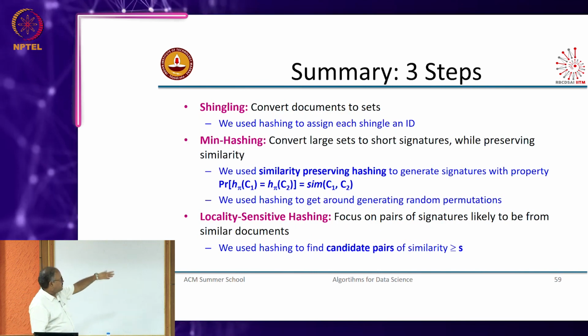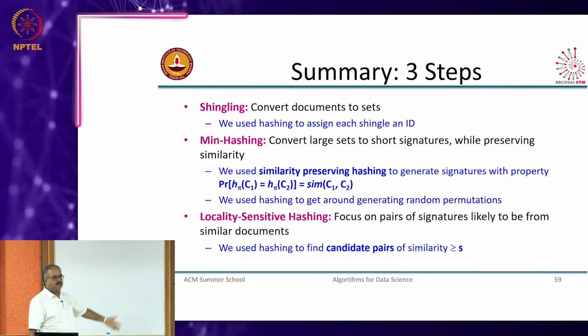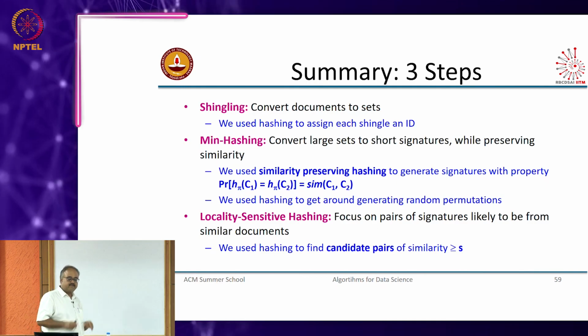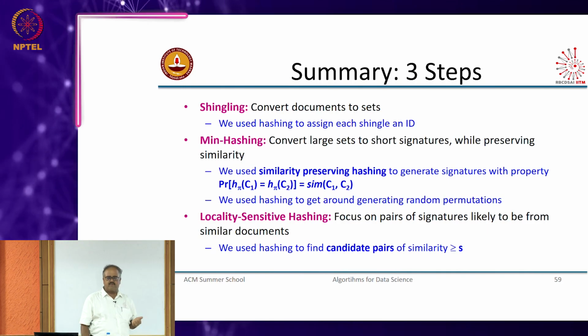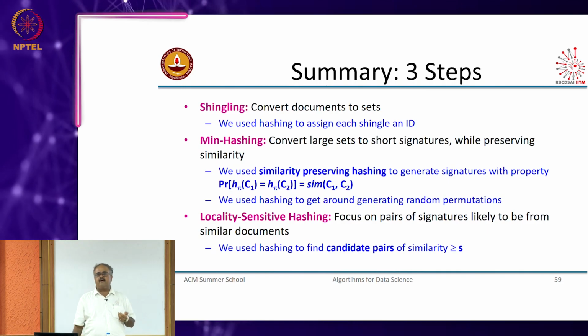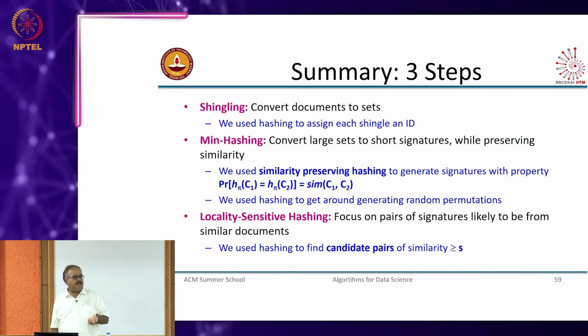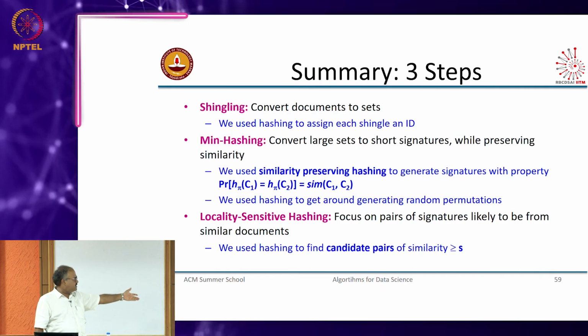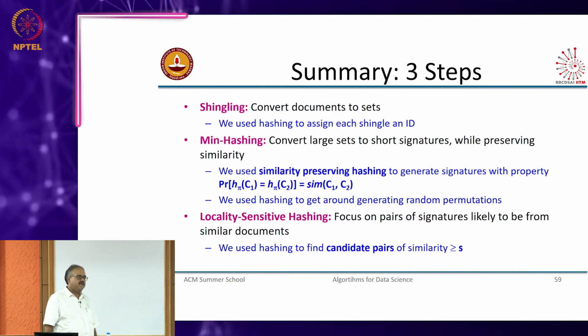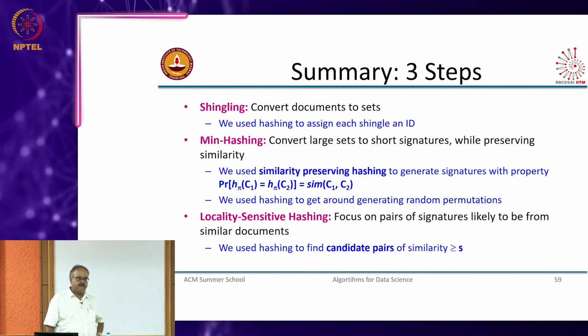So, we already looked at this: shingling, min hashing and locality sensitive hashing. This is the pipeline for looking at documents. If you are going to look directly at set similarity, you can just skip the shingling part. You can directly look at the min hashing and locality sensitive hashing parts that we did later.